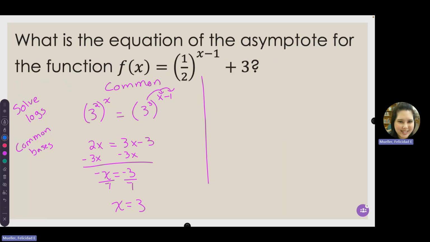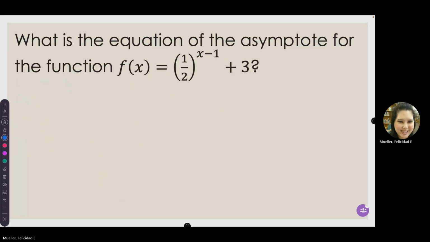Moving on to question number 9. What is the equation of the asymptote for the function? So this is an exponential function. I can spell exponential. We should know this is a times b to the x minus h, plus k. y equals k is my asymptote.